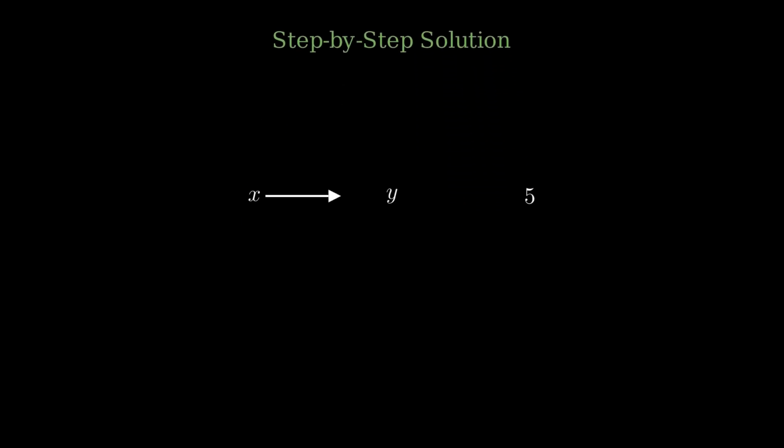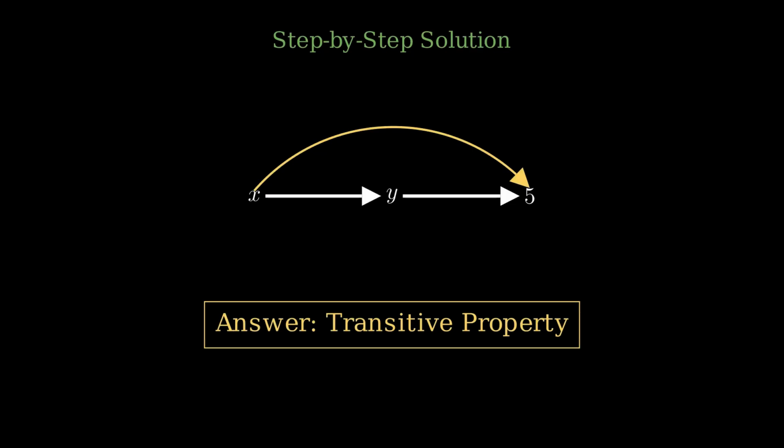Now, let's look at the solution. This is a classic example of a chain reaction. Since x connects to y and y connects to 5, x is automatically connected to 5. Therefore, the correct answer is the transitive property of equality.